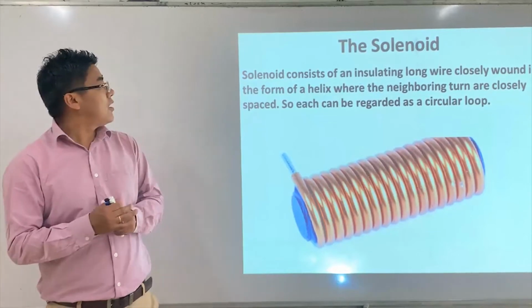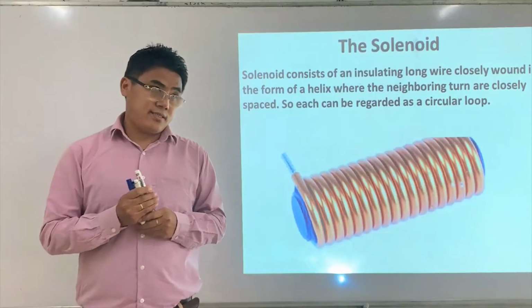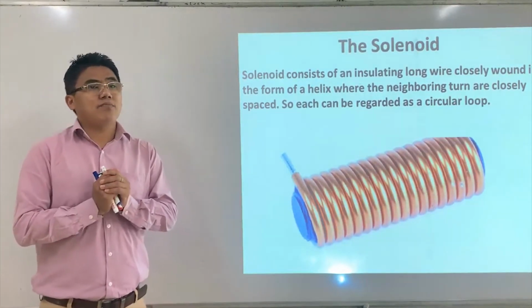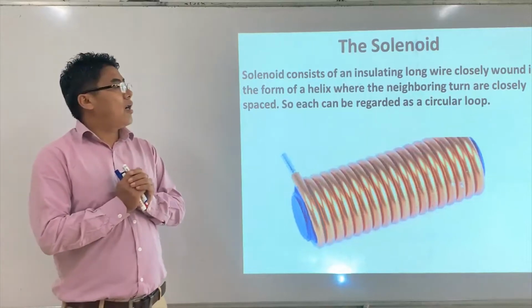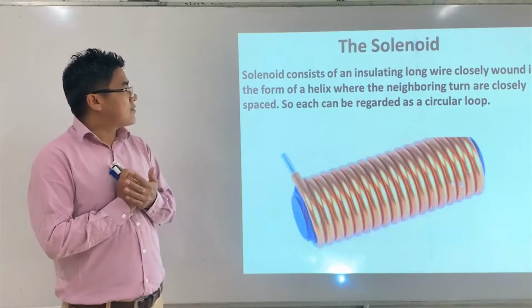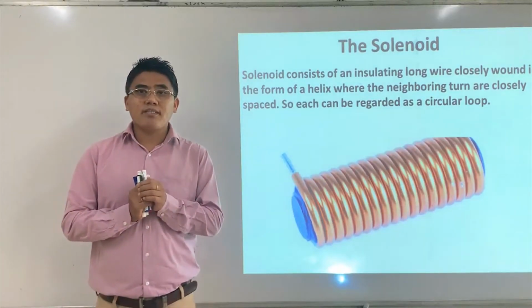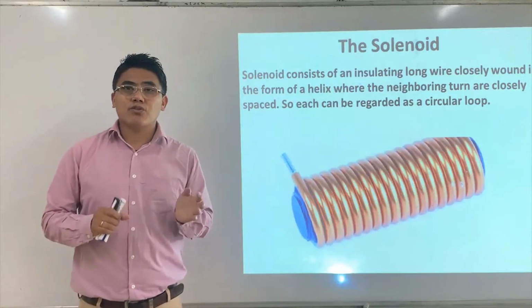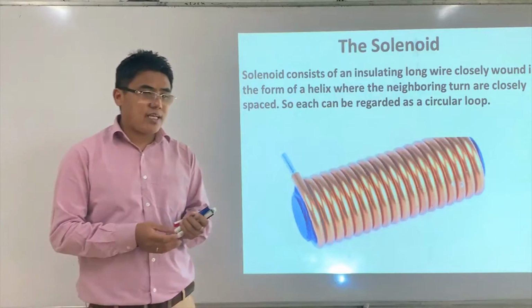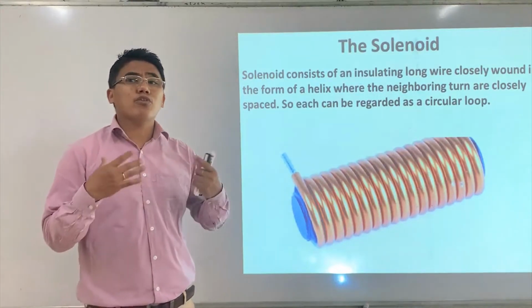Okay, so just now we have done with what we call Ampere's circuit law, and I have done one application, that is the magnetic field due to a long, infinitely long straight current wire. Now what I'm going to do is a solenoid, finding out the magnetic field due to a solenoid. But before I do that, let me define what exactly a solenoid looks like.